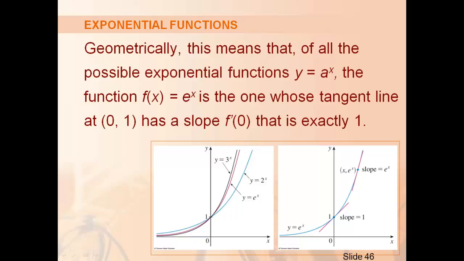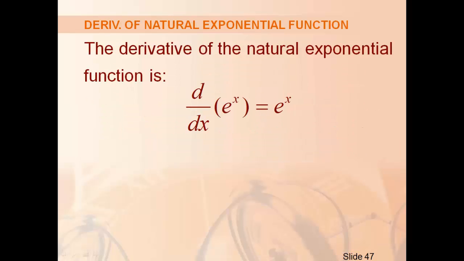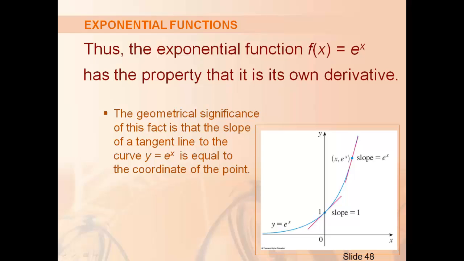Geometrically, if you recall, that means that of all the possible exponential functions y equal a to the x, the function f of x equal e to the x is the one whose tangent line at the point 0, 1 has the slope of exactly 1. So its derivative at 0 is exactly 1. And the derivative of the natural exponential function is actually just e to the x. The derivative of e to the x is e to the x. It has the property that it is its own derivative.